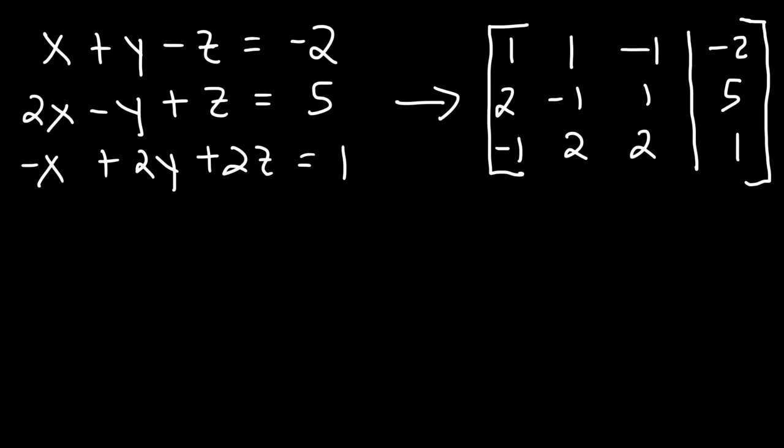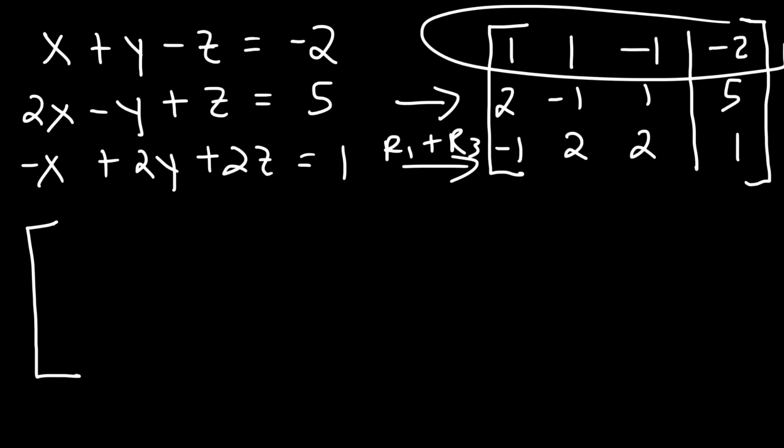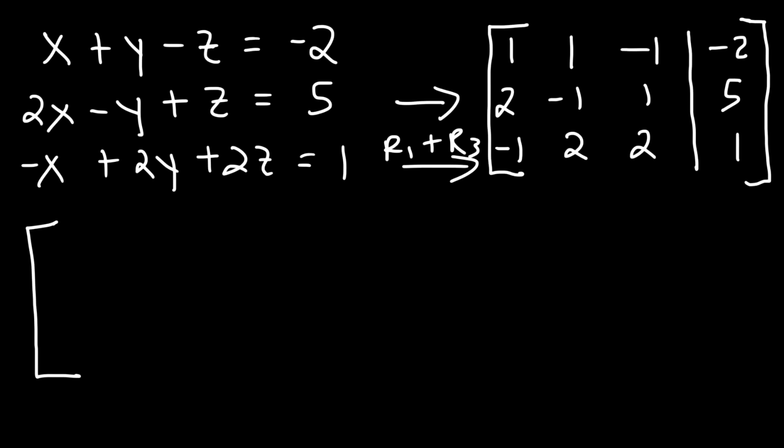So what I'm going to do is add row 1 and row 3 together, and I'm going to apply that change to row 3. So first, let's rewrite the matrix. The first row is not going to change. All of the changes will be applied to row 3. So I can rewrite row 1. Row 2 is not going to change.